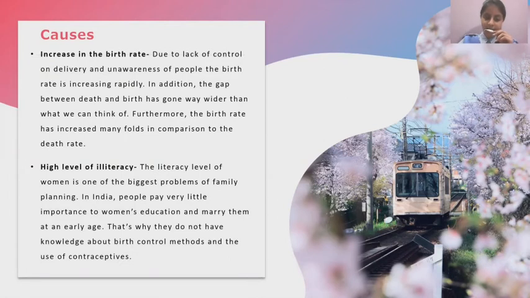Second cause is high level of illiteracy. The literacy levels of women is one of the biggest problems of family planning. In India, people pay very little importance to women's education and marry them at a very early age. That's why they do not have knowledge about birth control methods and the use of contraceptives.